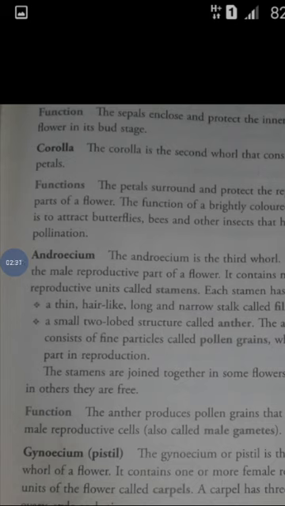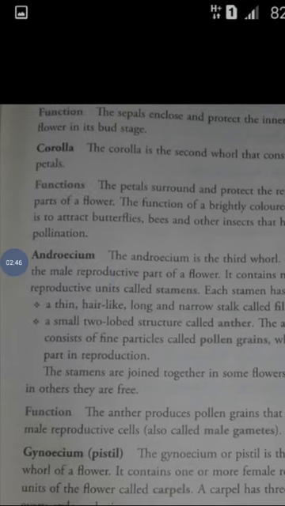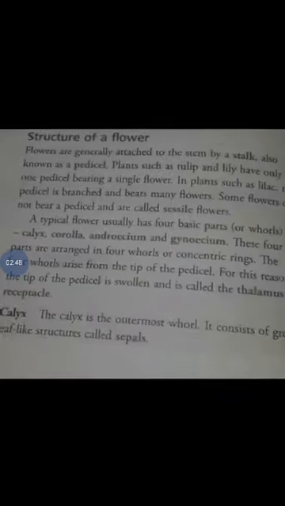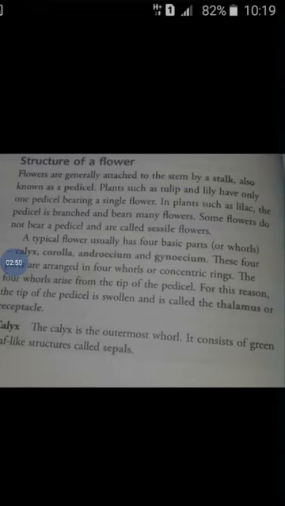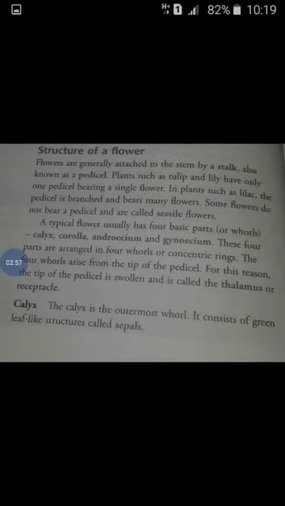Have you seen the flower in its bud stage? कहने का ये मतलब है जब कलियां होती हैं फूलों में तो आप लोग देखते हो जब ये बड स्टेज में होता है, तो जब ये बड स्टेज में कोई भी फ्लावर होता है तो उसको प्रोटेक्ट कौन करता है? They are protected by the calyx and sepals. Corolla. The corolla is the second whorl that consists of petals.